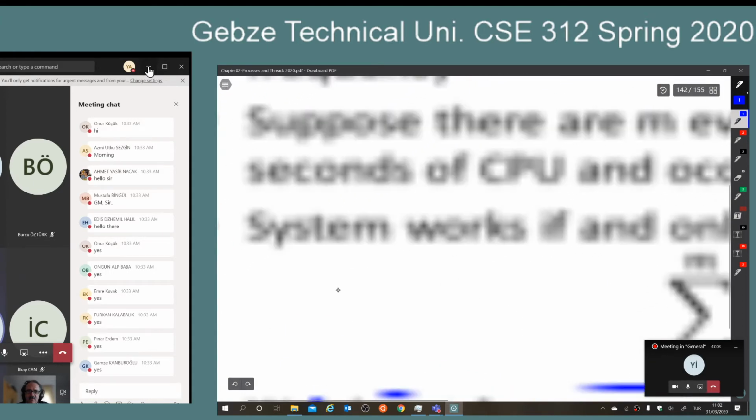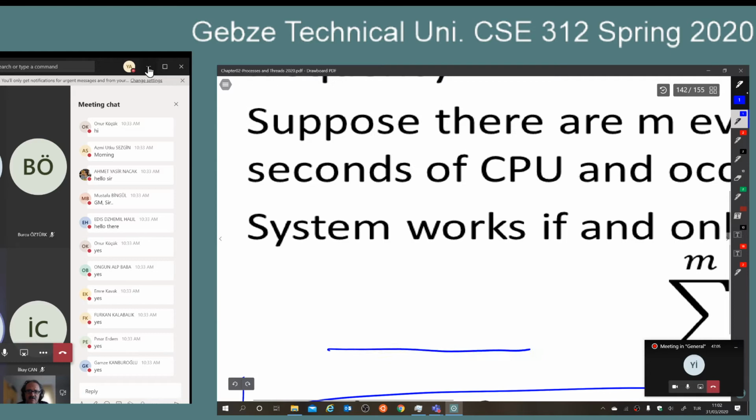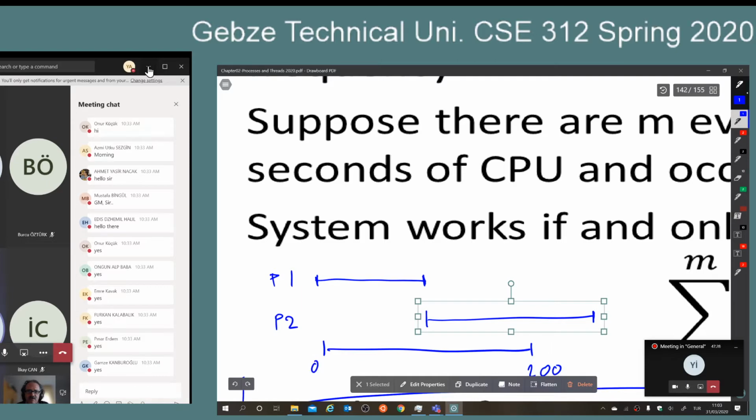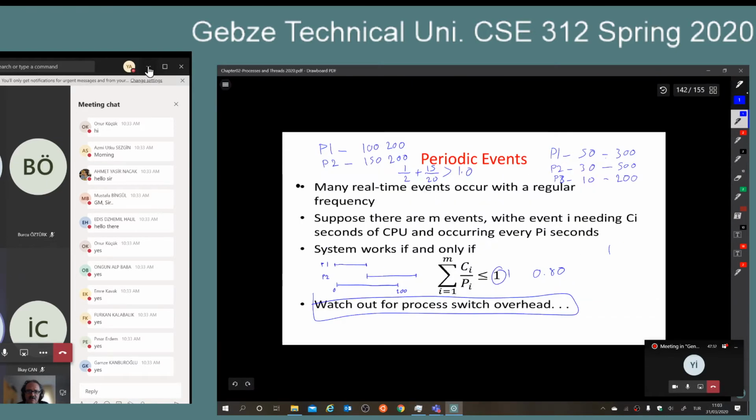Why? Because let's say this is 200 milliseconds, 0 to 200. Inside this 200 milliseconds, P1 will run. P1 will take 100 milliseconds. And after that, I need to run P2. P2 will take 150. So I cannot fit these two into the single 200 millisecond window. 1.0 is the limit, okay?